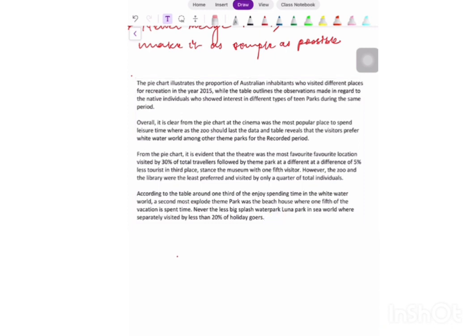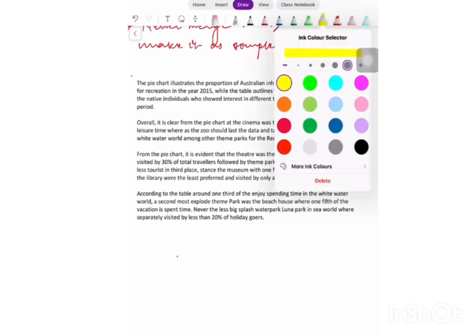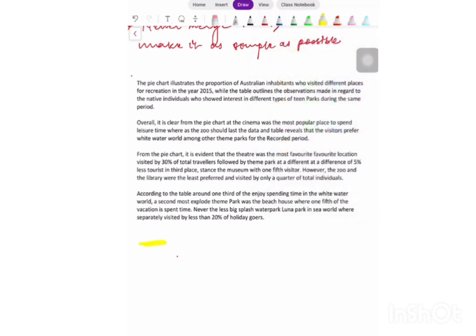Whitewater World among other theme parks for the recorded period. So there they said "for the same period." Now they are using the words "for the recorded period." So you see how they have used the same meaningful words, but different words with the same meaning.